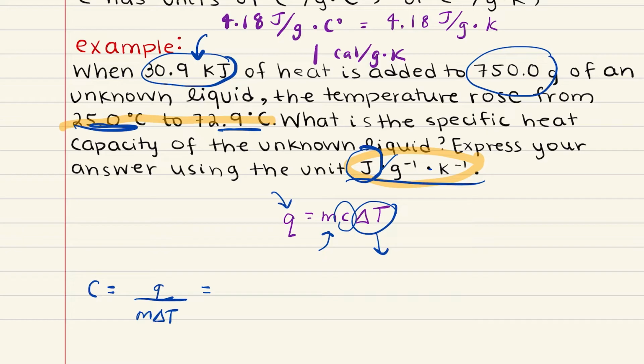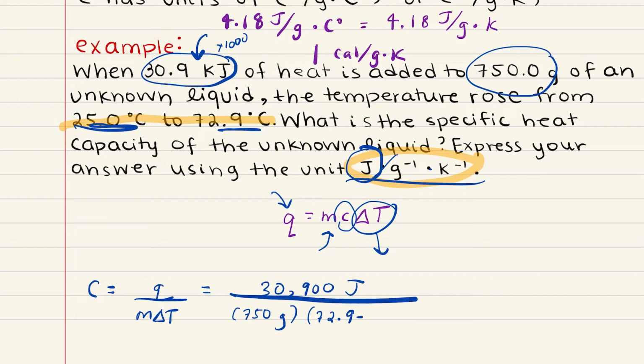This is an easy conversion. We just have to multiply this number by 1,000, and that gives us 30,900 joules. Now, for mass, we have 750 grams. And then for delta T, we're given the initial and final temperature. So we can just go ahead and take the difference between the two temperatures, 72.9 minus 25 degrees Celsius.